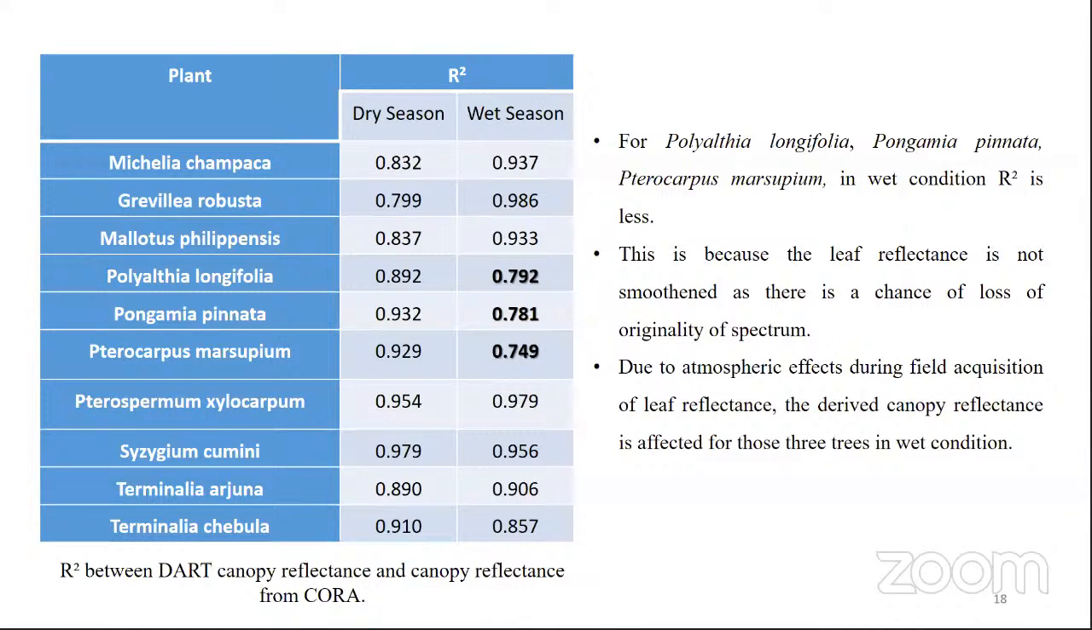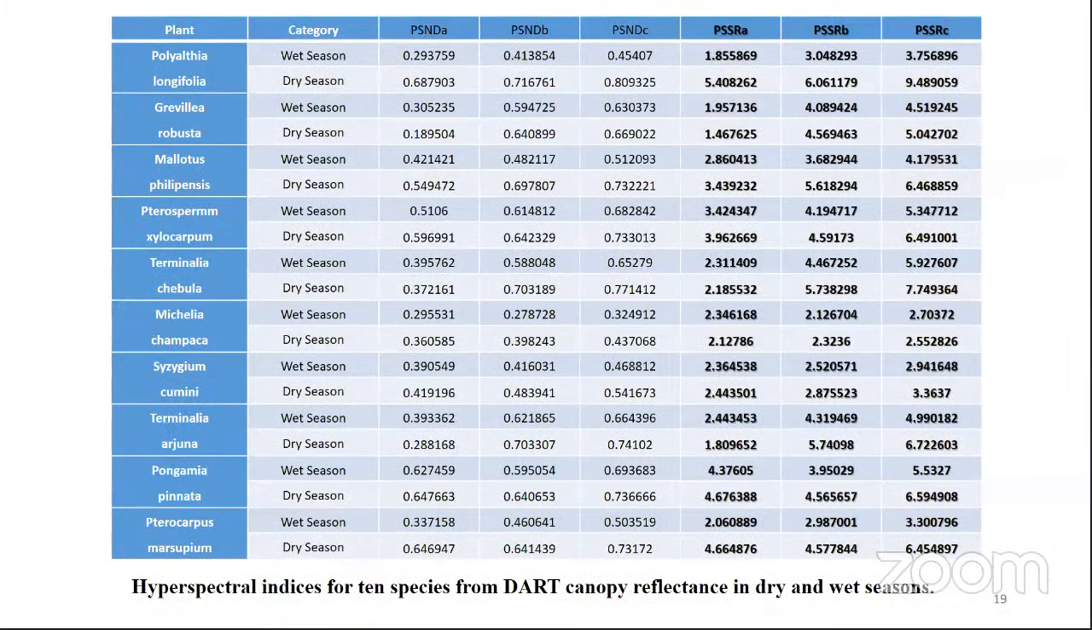These are the hyperspectral indices which we calculated for the 10 species in both wet season and dry season. The first three are PSND. The next three are PSSR. Here we can see that PSSR has higher values compared to PSND. So it means that PSSR is more sensitive, and we will take that for our chlorophyll analysis.